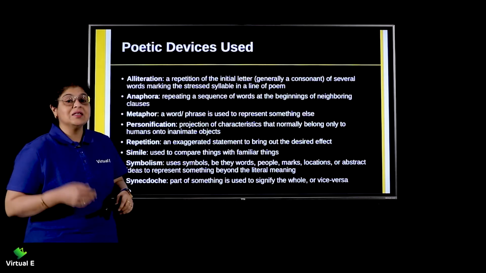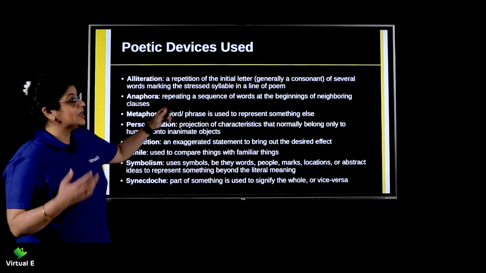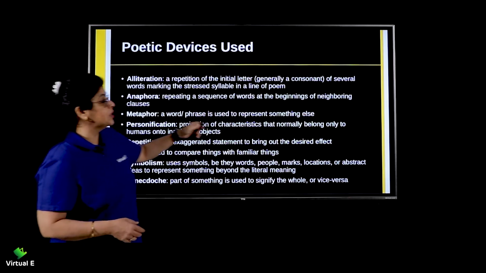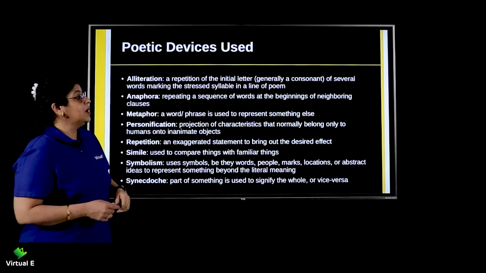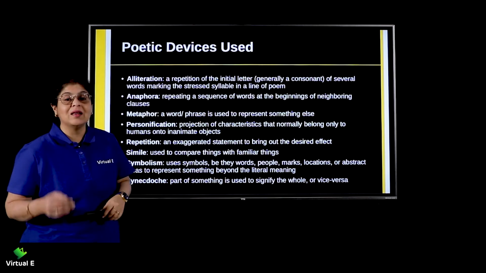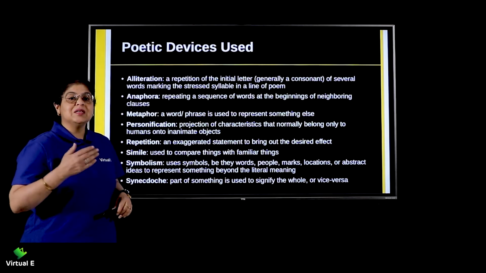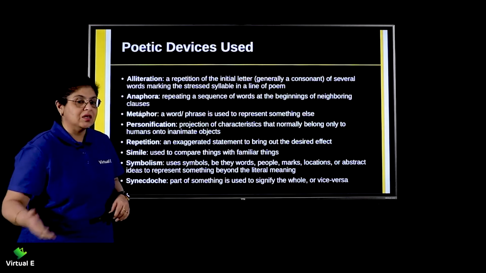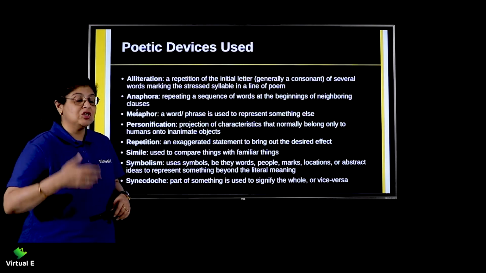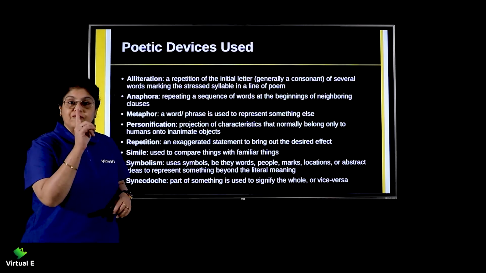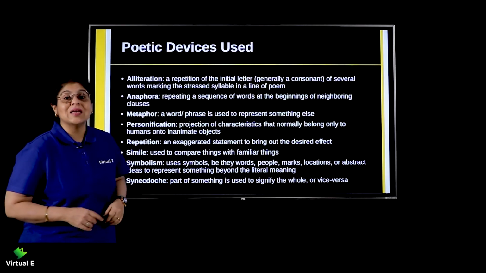Alliteration. Now, it is a repetition of the initial letter, generally a consonant, of several words marking the stressed syllable in a line of a poem. I'll give you one simple example of the same. Betty bought a butter, the butter was too bitter. So it's buh, buh, buh. It's a repetition of the sound of the first letter. That is alliteration.